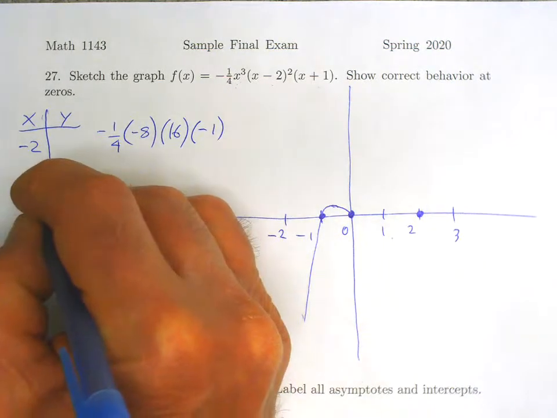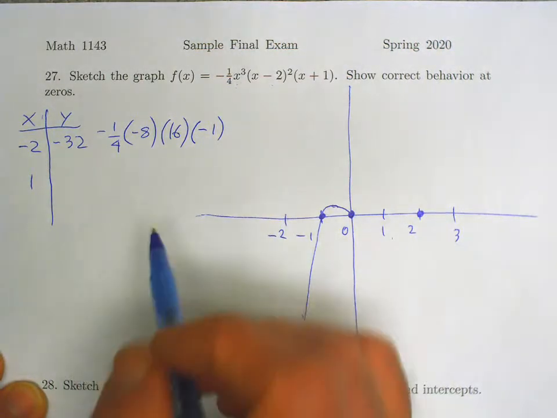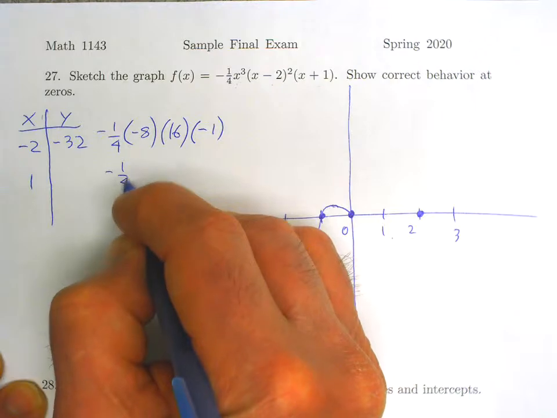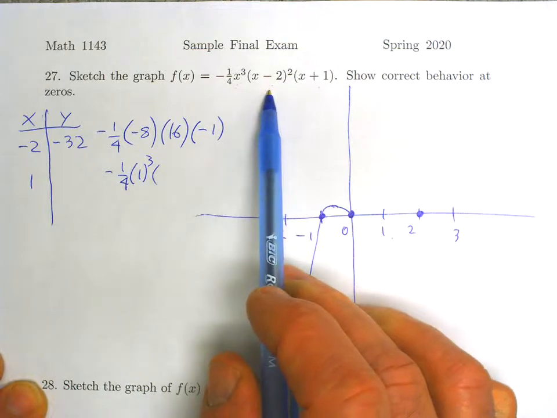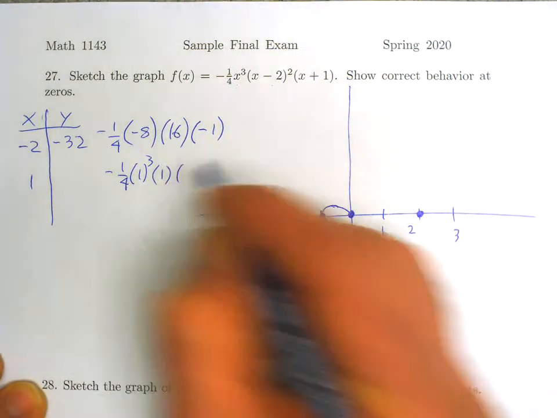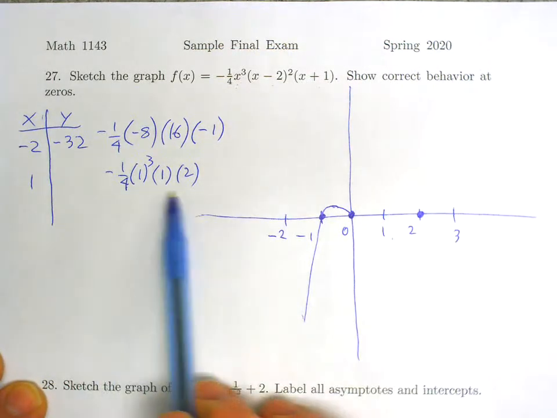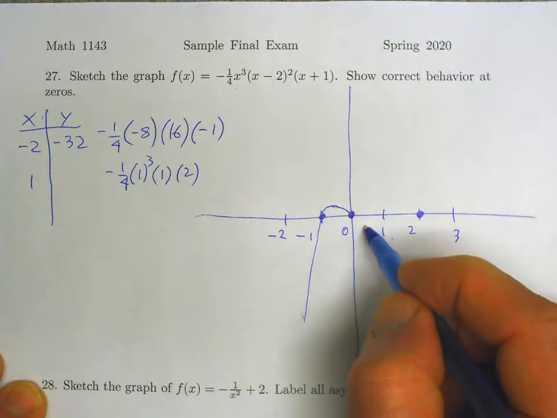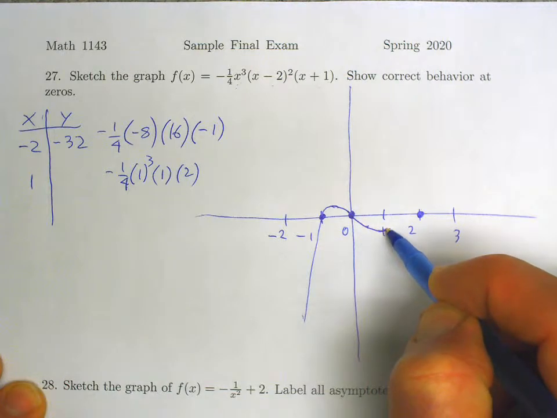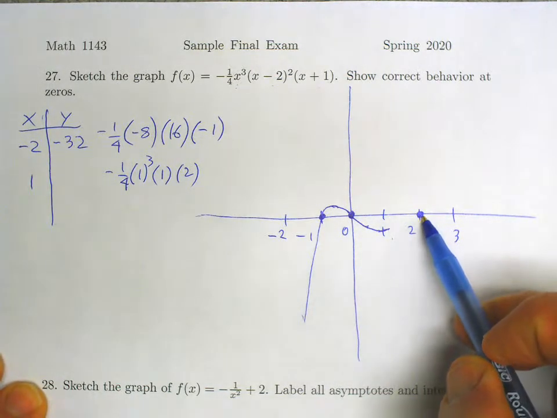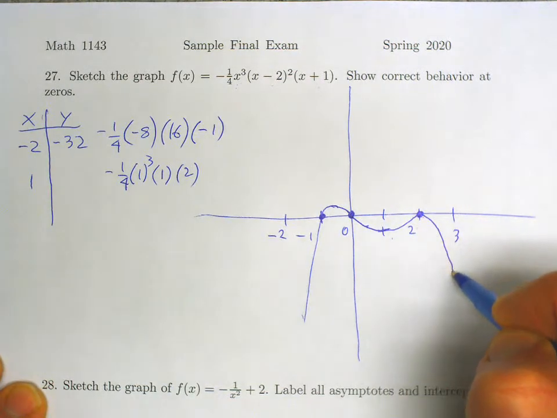You can determine what the y-coordinate is when x equals 1. So we have negative 1/4 times 1 to the third, which is just 1. 1 minus 2 is negative 1, but negative 1 squared is also positive 1. And 1 plus 1 is 2. So this is negative 1/2, which is right in here somewhere. So that's what we already expected. And then we have a touch point at x equals 2. So it comes up to the graph and touches and goes back down.